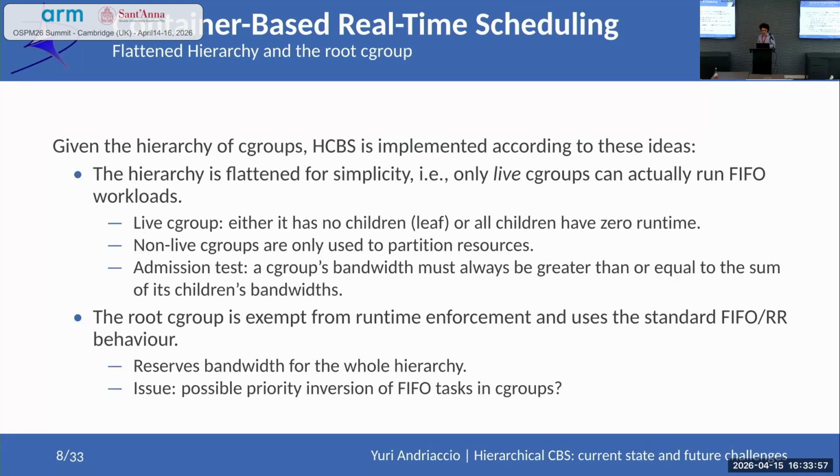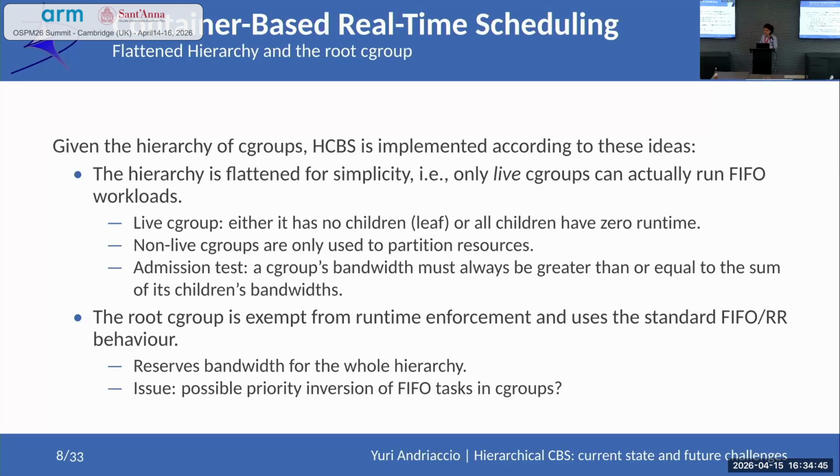Given that we have a hierarchy of C groups in the hierarchical constant bandwidth server, we basically flatten the hierarchy, and there is this concept of a live C group, which is a C group that is either a leaf, or all its children have zero runtime, and only live C groups are allowed to execute workloads. Non-live C groups are instead used to partition the resources, because we have the admission test that the total bandwidth of children C groups must not be above their parent. In this sense, we are splitting the bandwidth across the hierarchy.